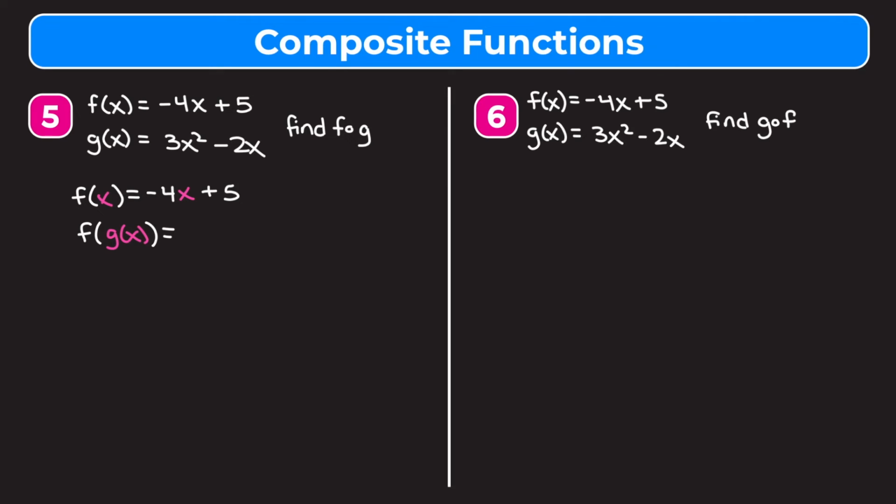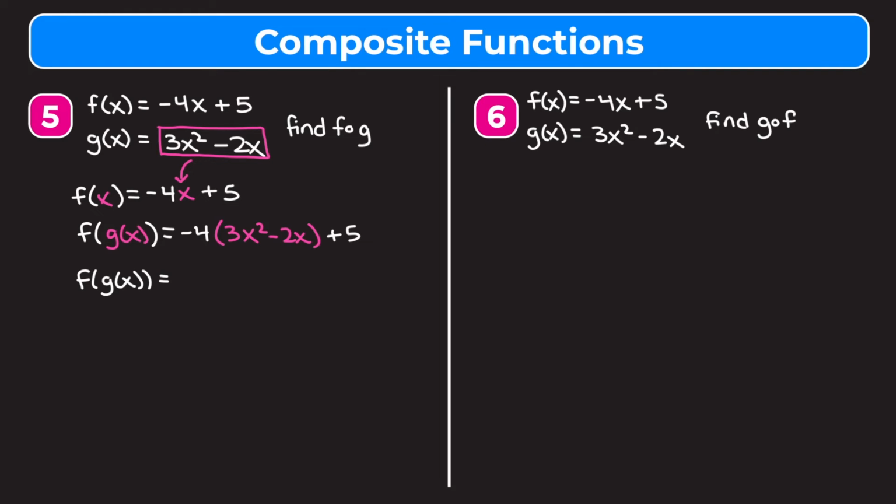So I know that g of x is equal to 3x squared minus 2x. I need to plug that in for x in my f of x equation. So I'm going to have negative 4, and then in parentheses I'm going to put my expression for g of x, 3x squared minus 2x. I'm going to have plus 5 at the end. And now I just need to simplify the right side of my equation.